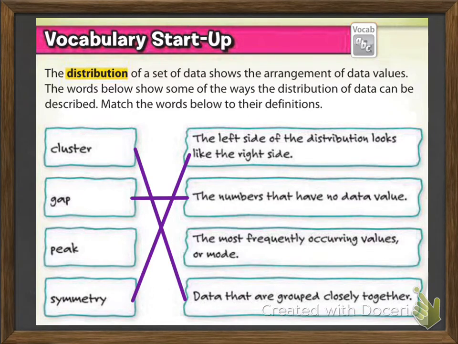Symmetry, I skipped peak there. Symmetry is when the left side of the distribution looks like the right side, so both sides are equal looking, they're symmetric. And then, of course, peak is the most frequently occurring value, or mode.